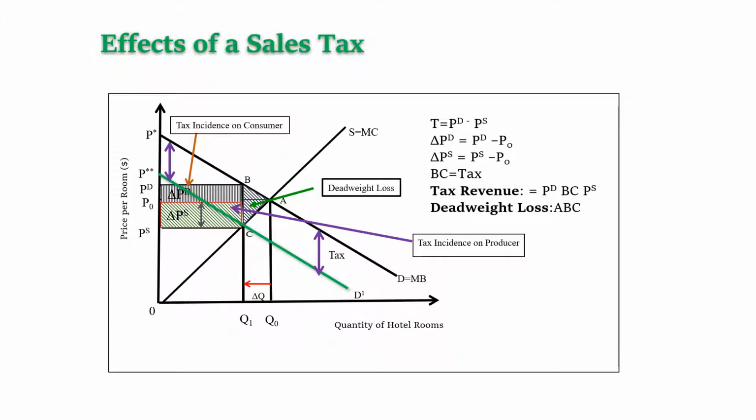Now, if demand is more elastic, consumers are able to avoid the consumption of the good because of taxes, and so deadweight loss will increase. Likewise, if supply is more elastic, producers will run away from the tax by producing less of the good to avoid the tax. And so the distortive effect is high because supply is more elastic.